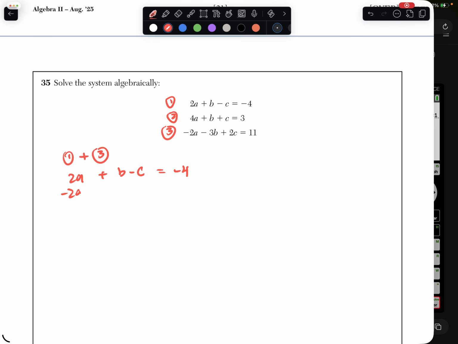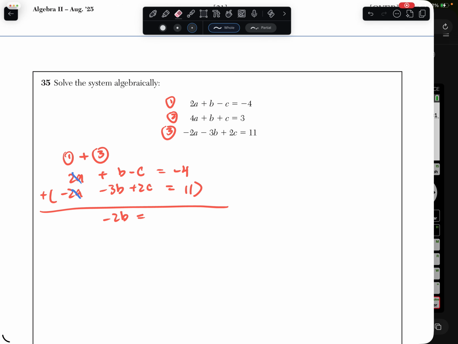I have negative 2a, minus 3b plus 2c is equal to 11. So I'm going to add those 2 up, and you'll see why I did that. These 2 cancel out. So then this becomes negative 2b plus c is equal to 7.